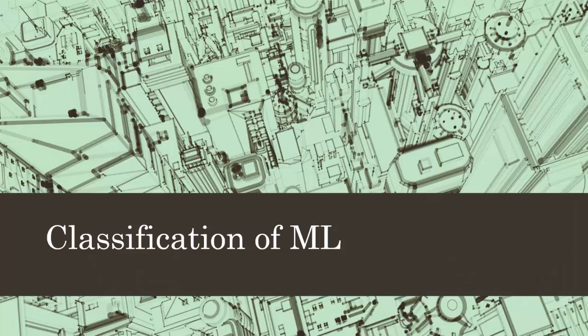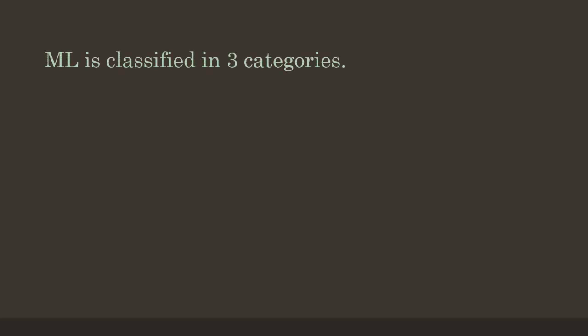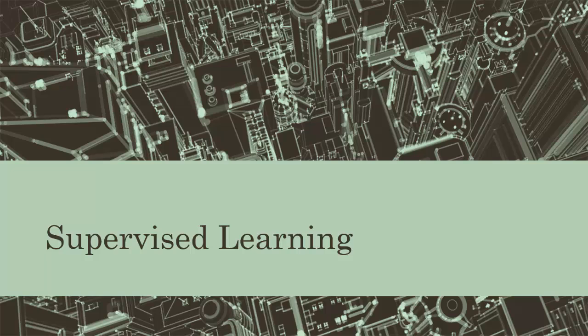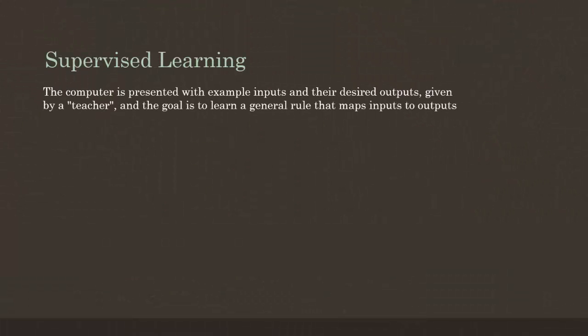Now, classifications of machine learning. Machine learning is classified into three categories: supervised learning, unsupervised learning, and reinforcement learning. What is supervised learning? The computer is presented with examples, inputs, and the desired outputs given by a teacher. And the goal is to learn a general rule that maps input to output.